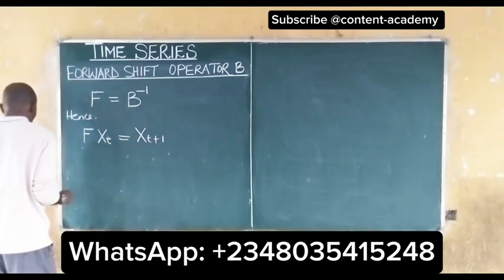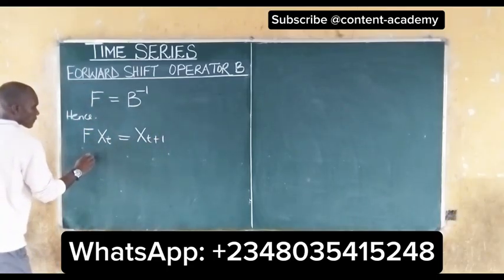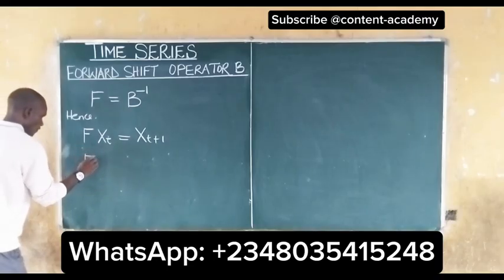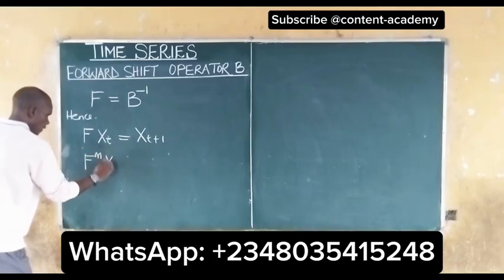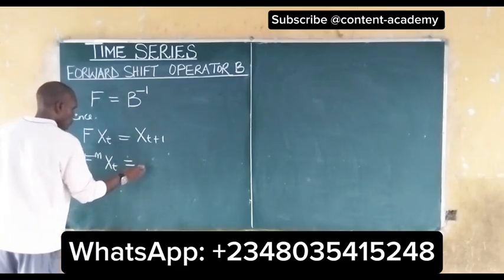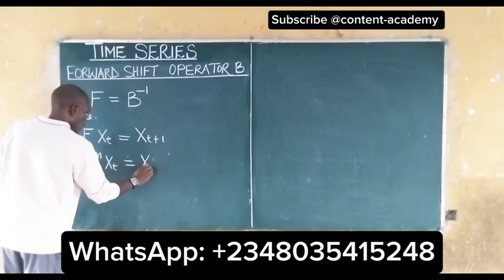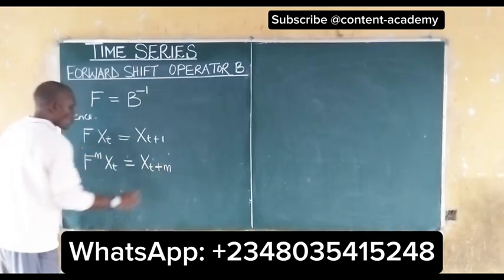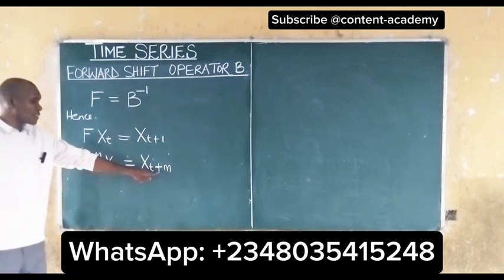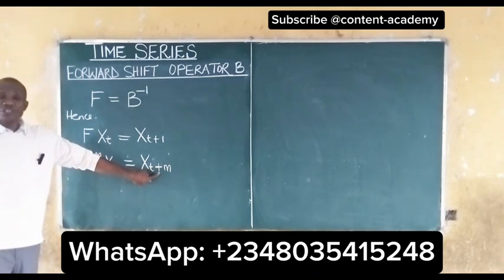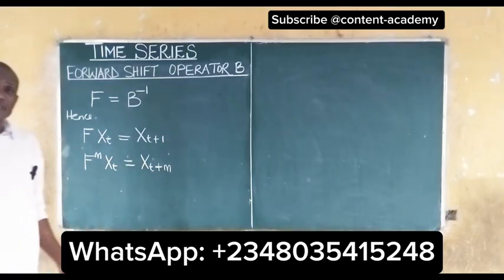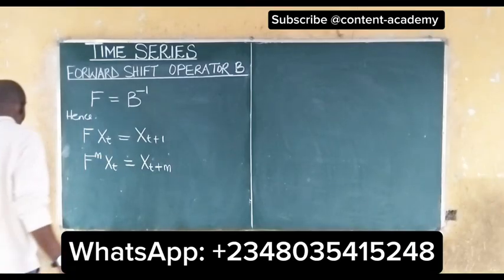It's just the opposite. Hence, also F^n Xt is equal to Xt plus n. Well, for the backward shift operator we have the negative sign here, but for the forward shift operator we have the positive sign here. That is how it operates. They are just opposite of each other.